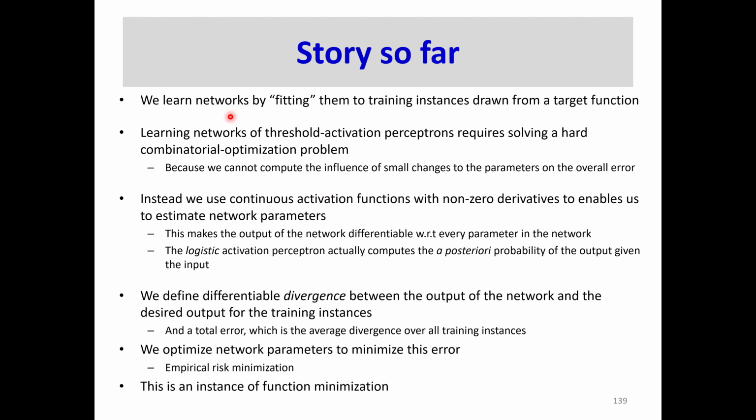So ending our lecture, we learn networks by fitting them to training instances drawn from the target distribution. Learning networks of threshold activation perceptrons requires solving a hard combinatorial optimization problem, so we won't do it. Instead, we use continuous activation functions with non-zero derivatives that enable us to estimate network parameters. It makes the output of the network differentiable with respect to every network parameter. And we define a differentiable divergence between the output of the network and the desired output, and a total error, which is the averaged divergence over all training instances. This we'll call our loss. And we optimize the network parameters to minimize this error. This is empirical risk minimization. So it's an instance of function minimization. We'll cover that, the ERM itself, in the next class.